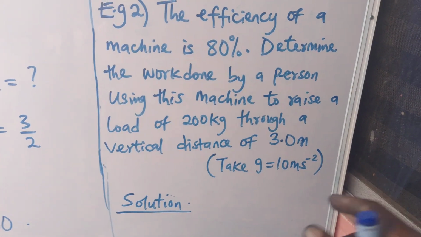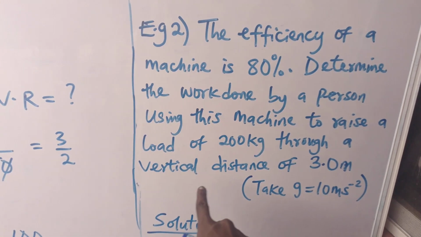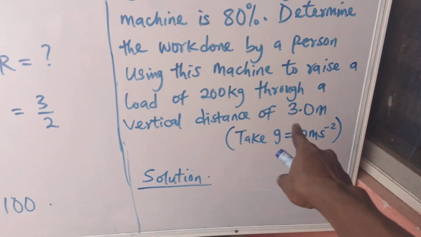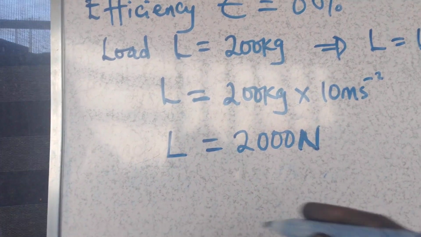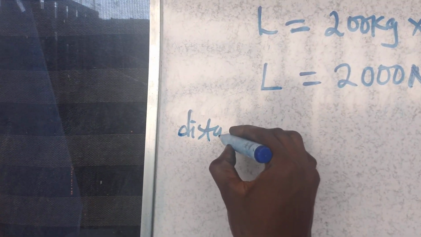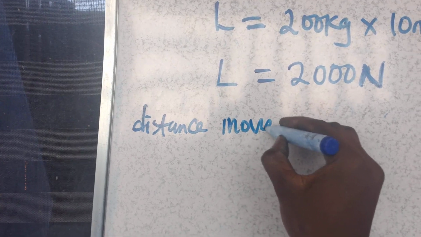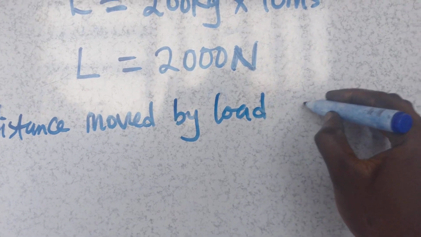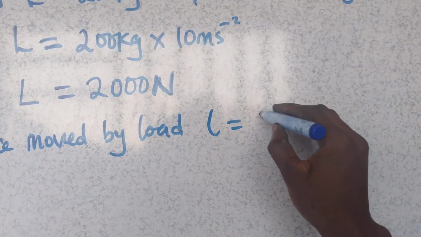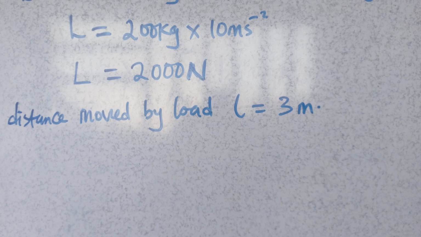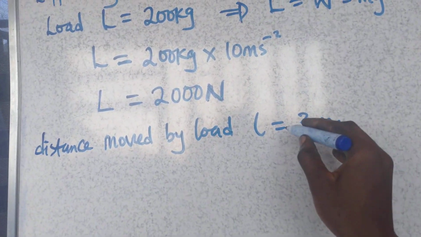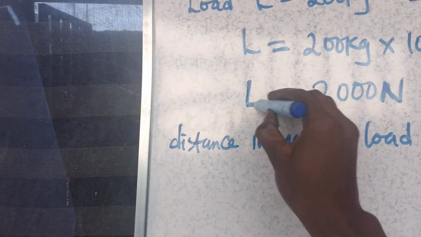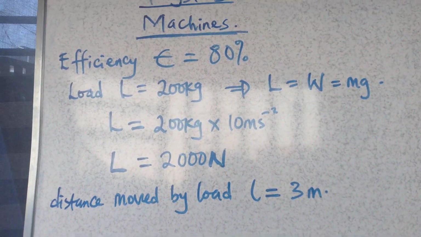Now it goes on to say it is raised through a vertical distance of 3 meters. That's the distance moved by the load is 3 meters. So distance moved by load, small l, is equal to 3.0 meters. The distance moved by load is this, and the load itself is 2000 newtons.